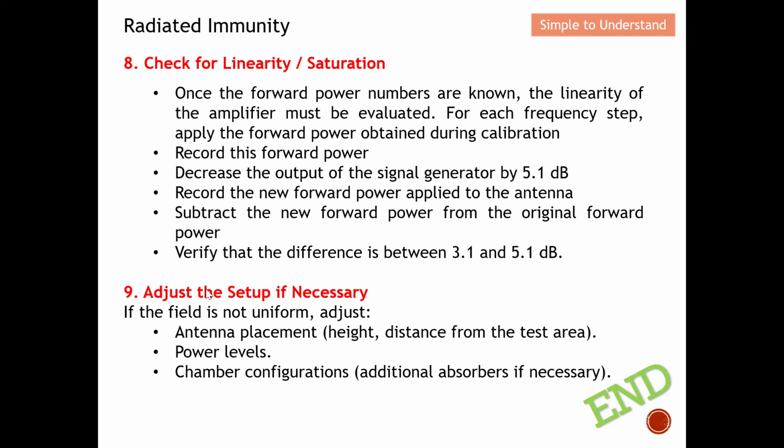Step number 9, we need to adjust the setup if necessary. If the field is not uniform, we need to adjust, for example, the antenna placement. We need to adjust the antenna height and distance from the test area. For example, we can bring it closer slightly; we do not really need to comply with this 3 meter. We can move it slightly towards the antenna. We can also adjust the power level and the chamber configuration. For example, we may need to put in additional absorber so as to ensure that we are able to achieve the field uniformity.